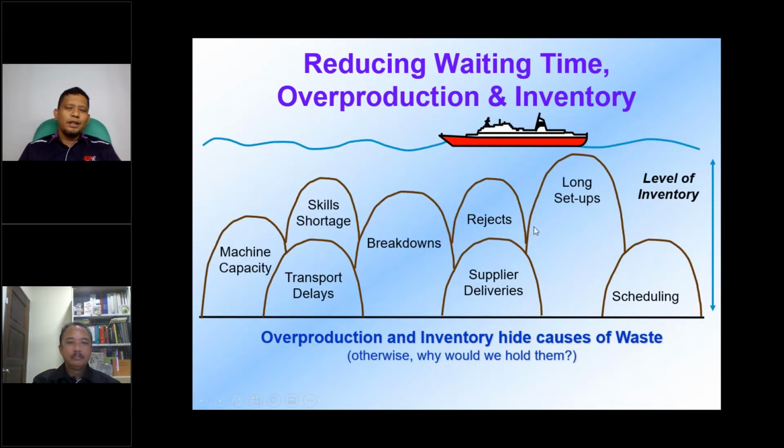Okay, so actually, why do we make our reactor big, why do we make more? Because you are trying to hide your problem. Actually, the problem is maybe you have a breakdown problem, so you have to produce more to meet the customer demand. So this is your inventory level. You have to keep more stock so that we can keep supply.